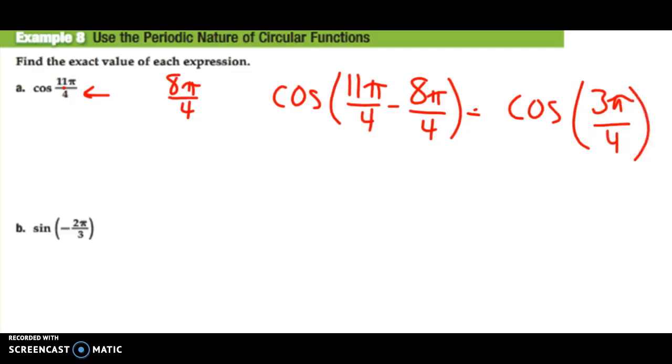So I look at my unit circle at 3 pi over 4. I see my cosine value then would be negative square root of 2 over 2.